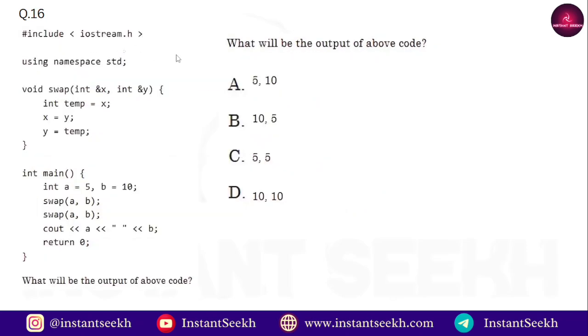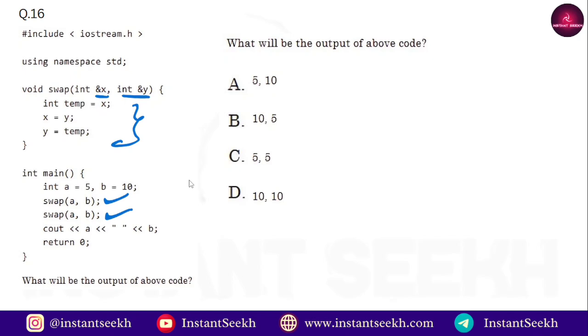Okay, next we have a code output related question. Okay, so a swap function is there, reference variables are there. Okay, int x and int y, and swapping is done. Okay, swap function. Now in the main function, what we have, we are calling integer a and b as 5 and 10. First we call swap a b, and again we have called swap a b. So what will be the output? Okay, what will be the output of the following code?